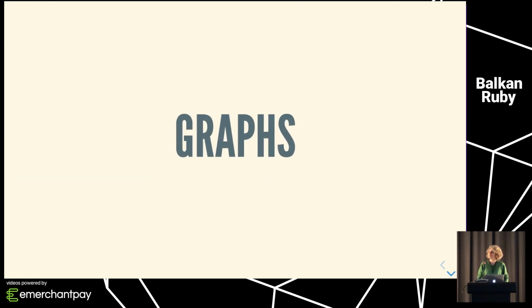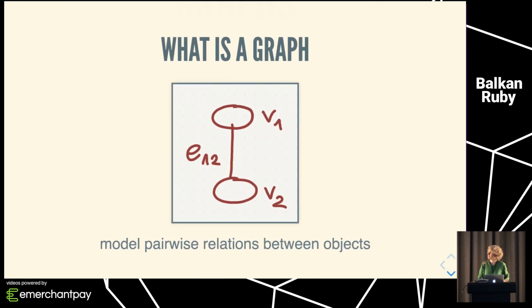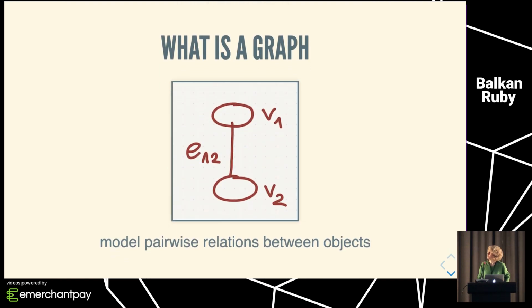So, what is a graph? By definition, a graph is just a manner to represent pairwise relationships between objects. The objects can be anything, and the important thing about the graph is that not only the objects are important, but also the relations they have.